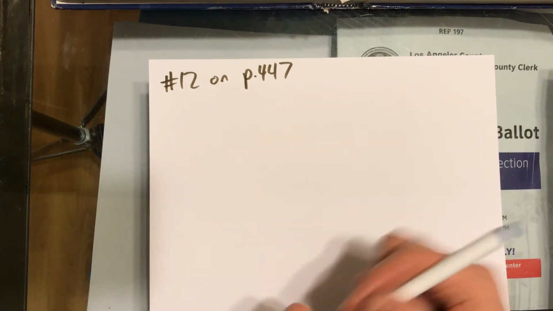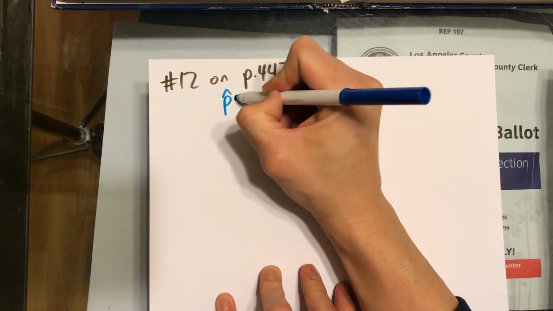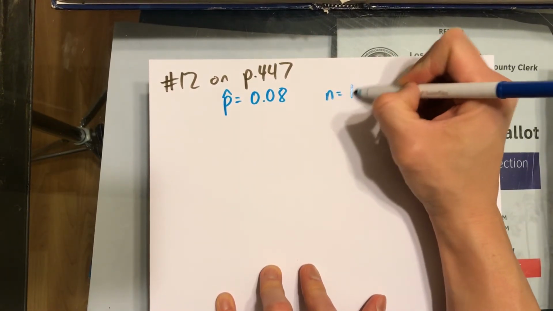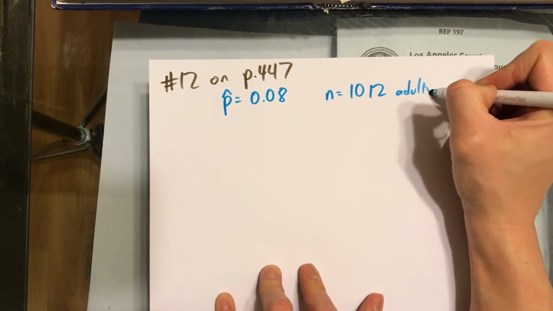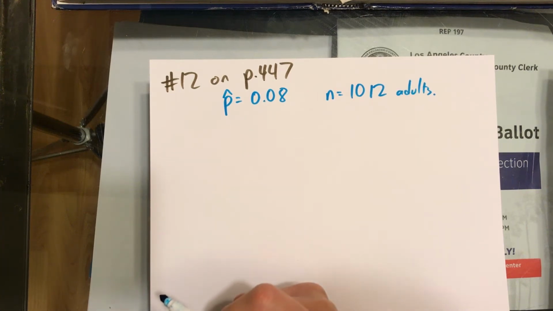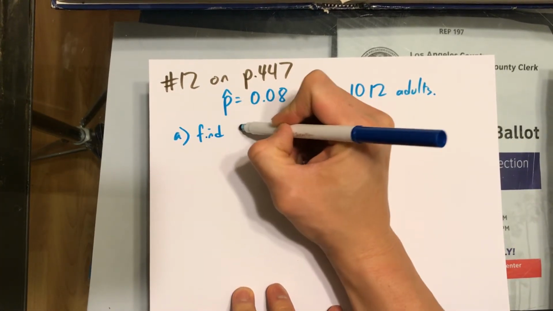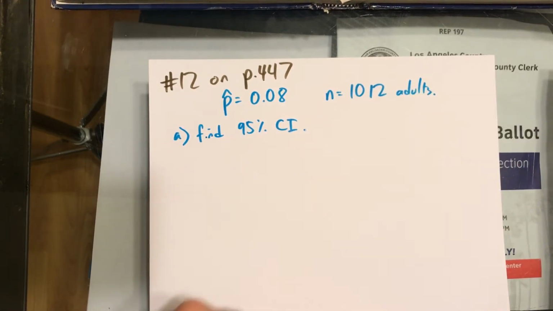So let's write down our given information. So we know that p hat is 0.08, and we know that n is 1,012 adults, okay? So that's important. So the first question asks, find the margin of error for this poll if we want a 95% confidence in our estimate. Okay. So we want to find a 95% confidence interval.